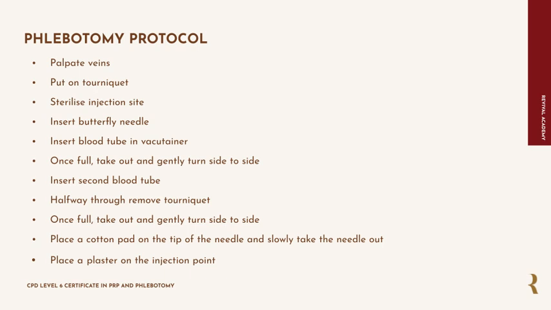To remove the needle, you're going to pop a cotton pad on top of the tip of the needle, put some pressure on, and then gently draw the needle out. And when there's no bleeding, just pop a plaster on top of the injection site. And that's your main protocol for carrying out phlebotomy.